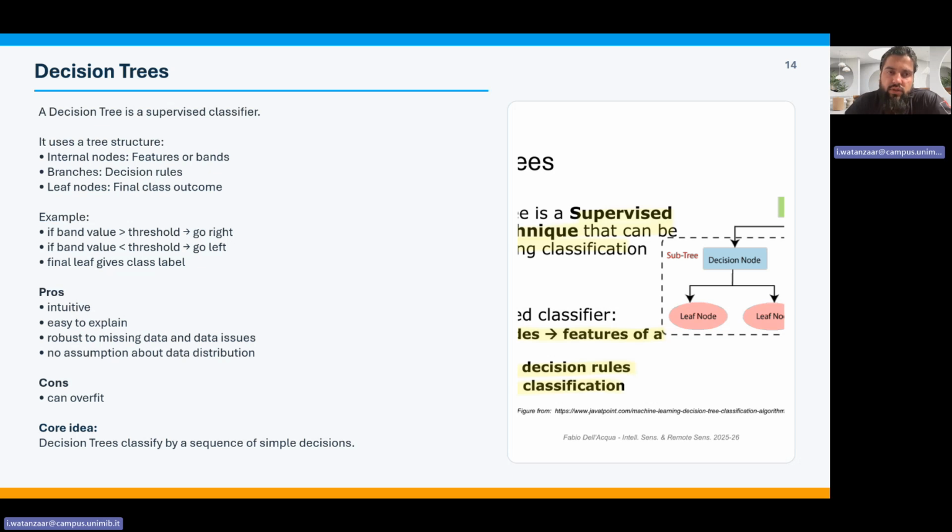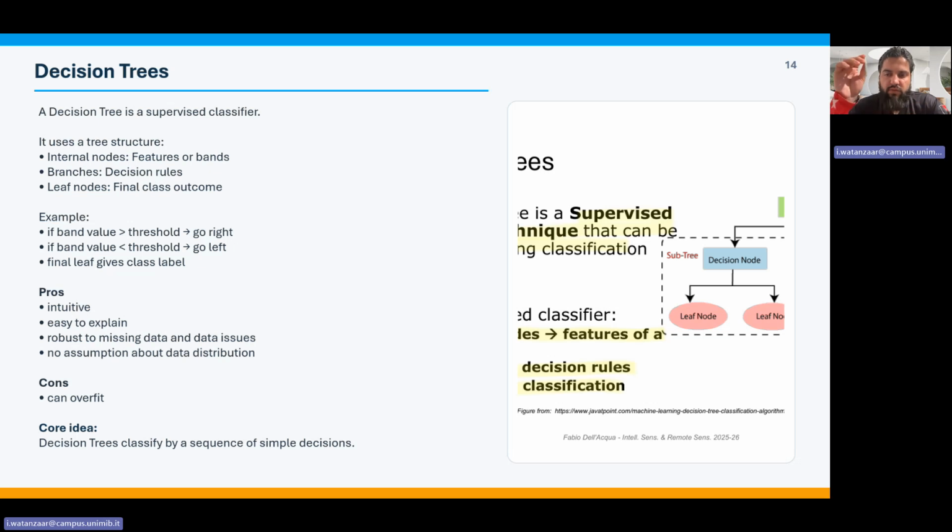It uses trees. The tree structure has internal nodes. The internal nodes represent the features or the bands, and the branches are the decision rules. In each branch, there is a certain decision. In the leaf, we have the final class outcome. So initially we have the feature or band. Let's suppose this is our band or feature we are looking at, and the data is given into the decision tree.